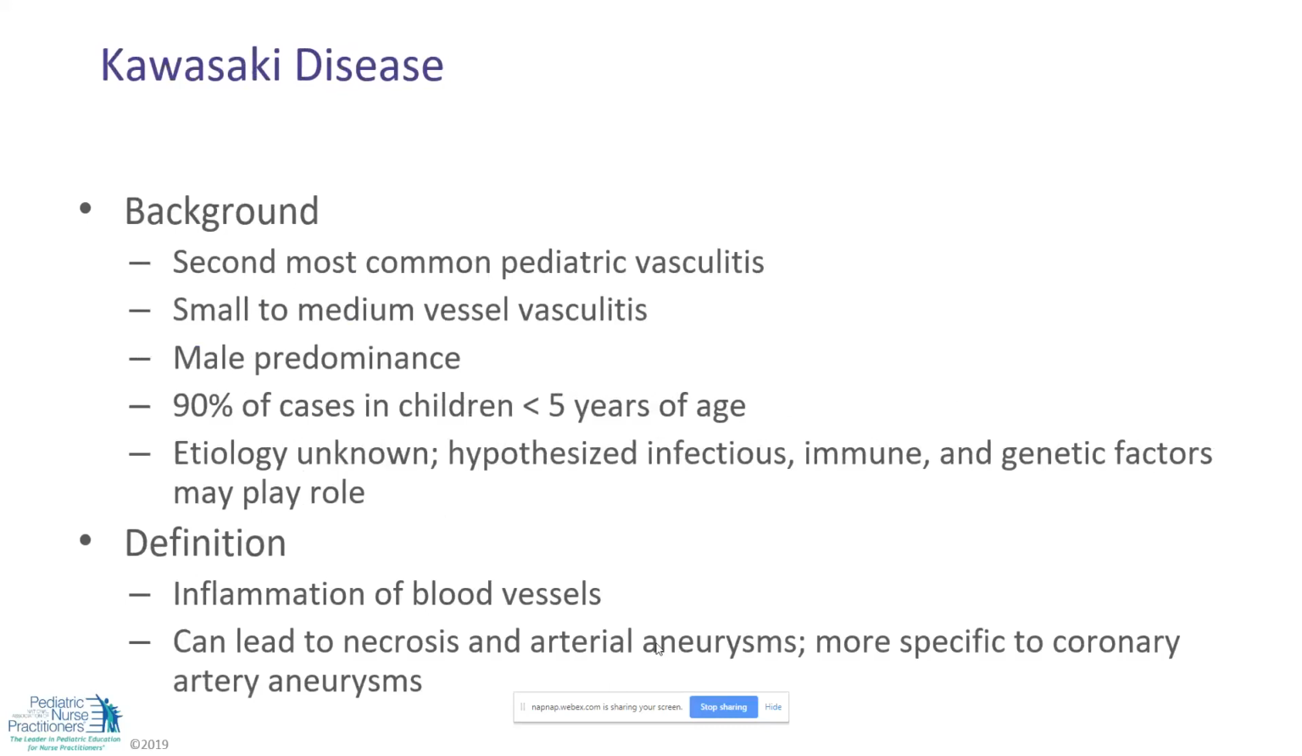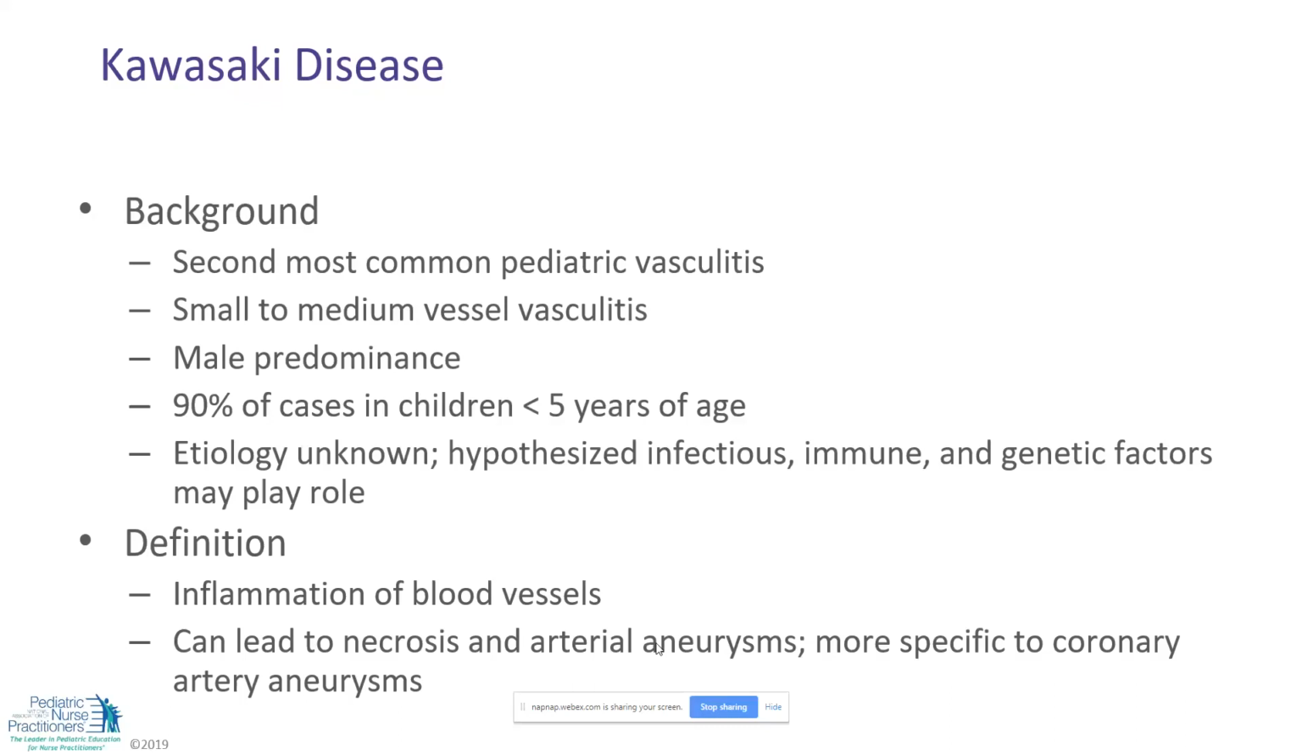Kawasaki disease, and so we'll talk for a minute about the pediatric vasculitides. This is the second most common pediatric vasculitis. It does affect the small to medium vessels, and it does occur more often in males. We know that this affects children less than 5 years of age the most often, and that they really contribute to 90% of cases of Kawasaki. And although we're not completely certain of the etiology, we do hypothesize that there is an infectious, immune, and genetic component that may play a role.